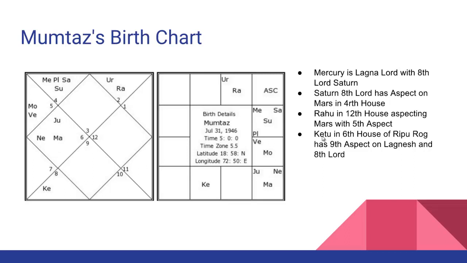So if you can see, Ketu is in the 6th house. It is a Ripu Rog, the 6th house is a Ripu Rog. Okay, and it also has a 9th aspect on Lagnesh. Lagnesh is our Mercury. 1, 2, 3, 4, 5, 6, 7, 8, 9. Okay, so you can see this is also aspecting the Lagnesh, which is Mercury, as well as the 8th lord, which is a chronic disease.